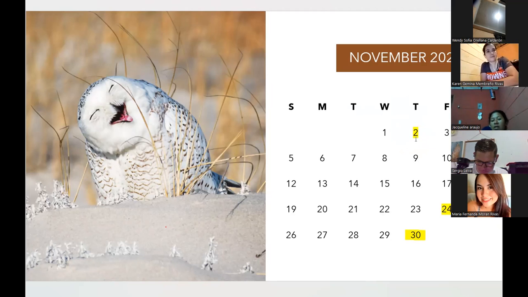Thursday, November the 2nd of 2023. Okay. And what about this one? Friday, November 24th of 2023. Thursday. November the 30th. No, no ponga llave porque ya lo va a aprender. Hay que practicarlo. 30th of 2023. Very good.